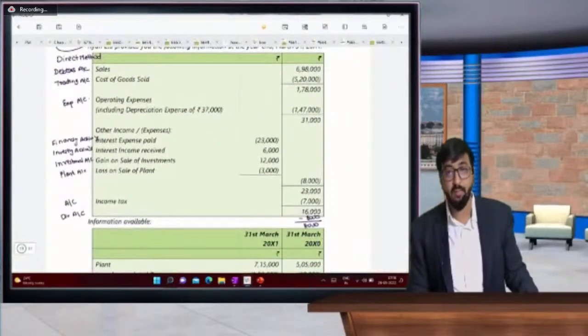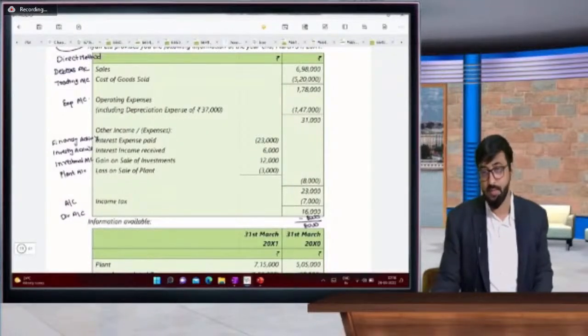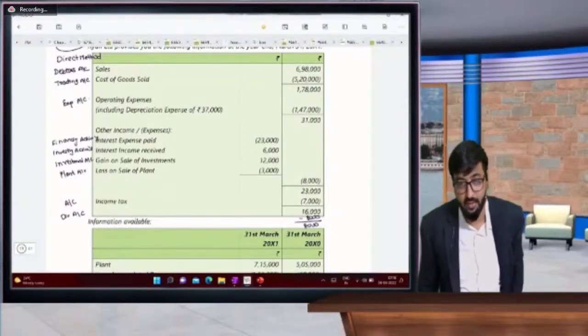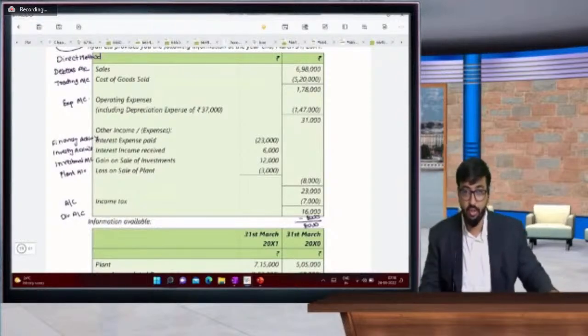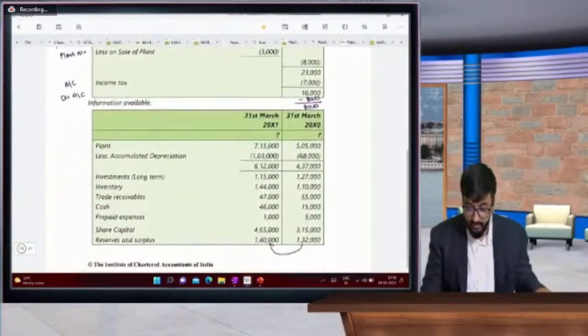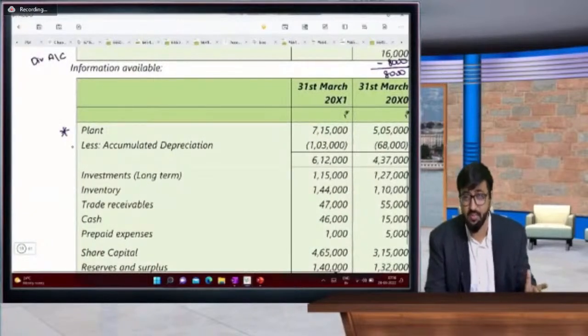Direct method: debtors account, trading account, expense account, financing activity, investing activity, investment account, plant account, and then dividend account. Let me start now from plant. Plant, we are going to open account. This is similar, beta. This is similar because this is investing activity. Plant will be considered in the investing activities. So same effects. Accumulated depreciation.